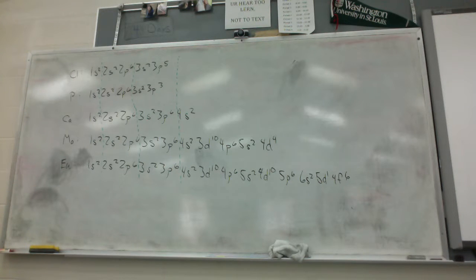Kayla, how many valence electrons does chlorine have? Did I do this with you guys yesterday? I meant to. Kayla? No, it doesn't matter. Just look up there. Valence electrons. 7. Excellent. Outermost energy level, right?